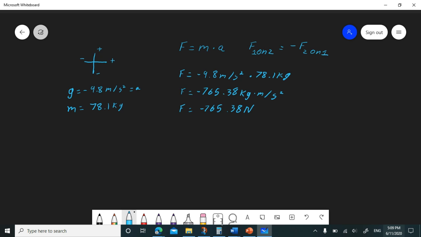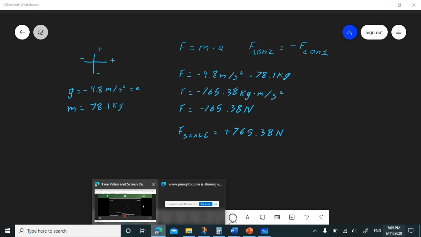And then we can use a second equation here to find out the force that the scale exerts back on me. So I exert negative 765.38 newtons on the scale, and we flip the sign to get that the force of the scale is equal to positive 765.38 newtons. And that is a demonstration of Newton's third law of motion.